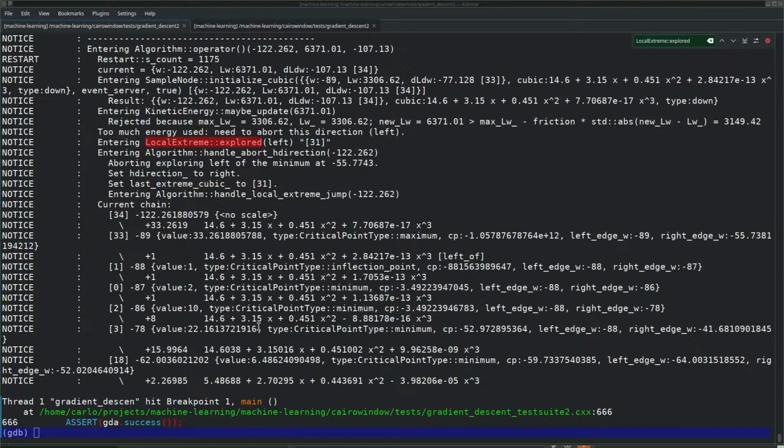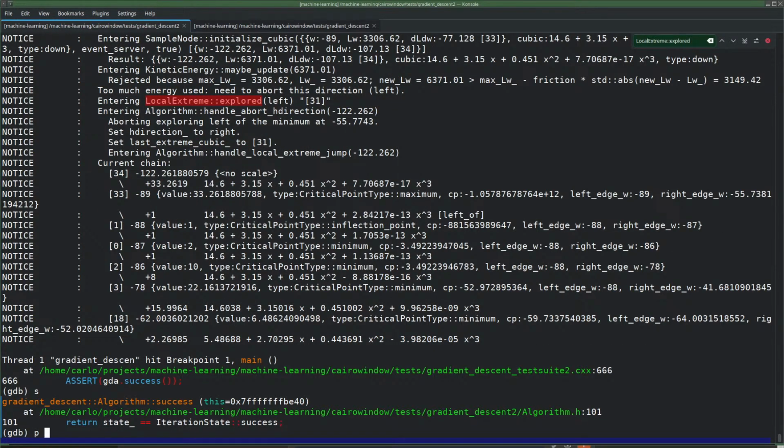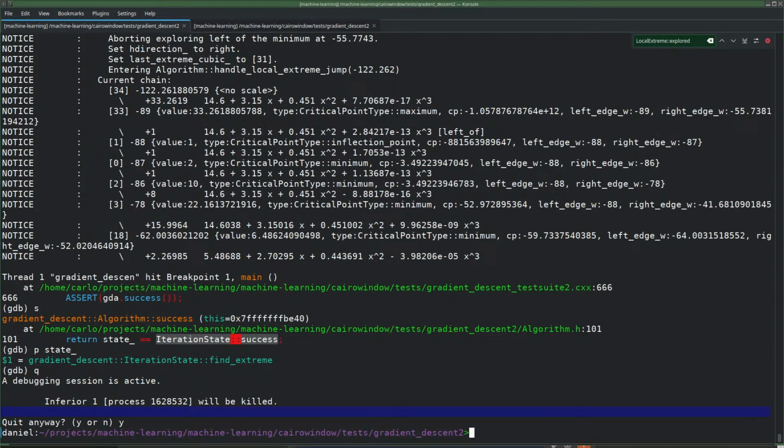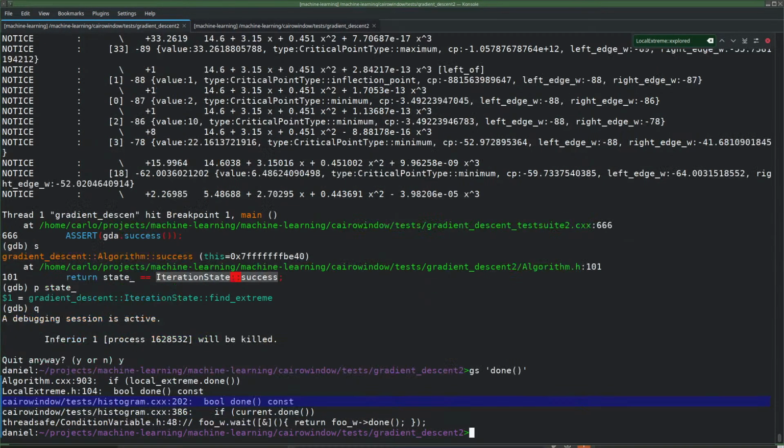Step. State was never set to success. How lame is that? Yeah, I forgot to do that. Well, it's a bug. Algorithm.cxx at line 903.